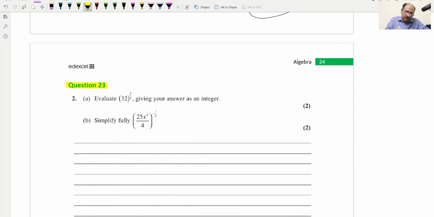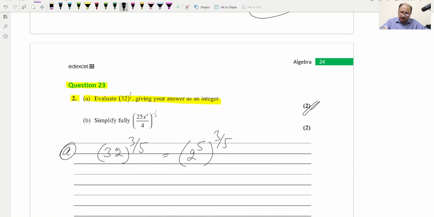Question number 23 of topic wise sequence, and question number 2 of the past paper. Evaluate 32 raised to power 3 by 5, giving your answer as an integer. So we will find a part is 2 marks. So 32 raised to the power 3 over 5, and this one we can write as 2 raised to the power 5, which is 32, and whole raised to the power 3 by 5. Now 5 and 5 will cancel, and we will get 2 raised to the power 3, which we can write as 8, and this is the final answer for 2 marks.